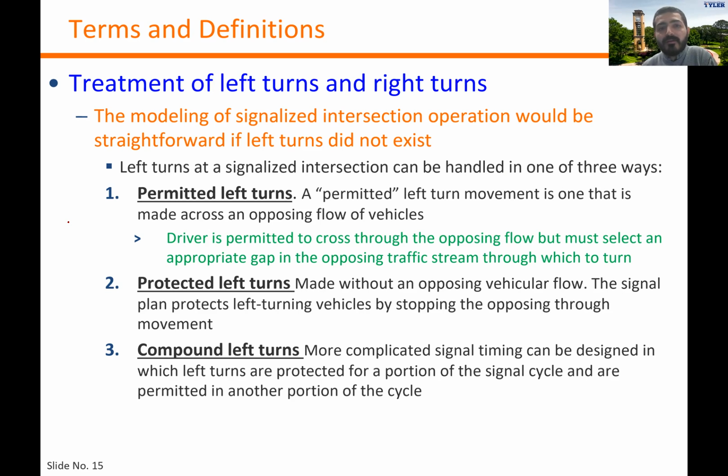The second type of left turn operation control is the protected left turn. A protected left turn is actually made without an opposing vehicular flow. Here the traffic signal plan protects the left turning vehicles by stopping the opposing through movement. This is where there is a steady green lens or a steady green arrow. In this case, you as a driver are not taking any chances. You are waiting for that specific time where you can cross safely, and you know that there is no opposing traffic to look for.